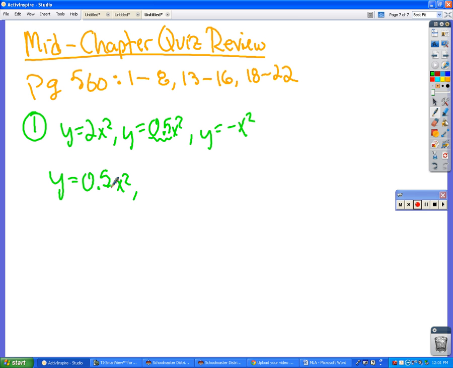Which one is in the middle? Negative x squared. And then the narrowest would be y equals 2x squared. Okay? So, how about number 2?